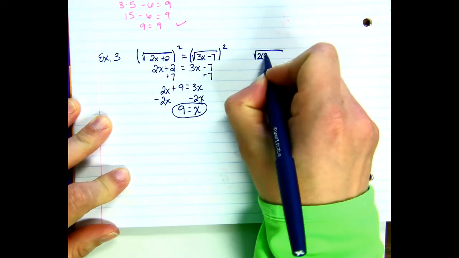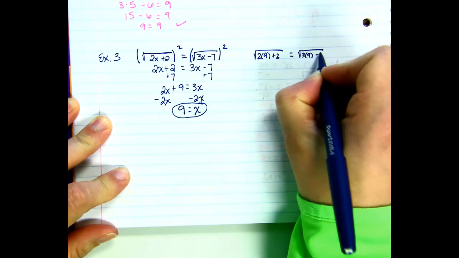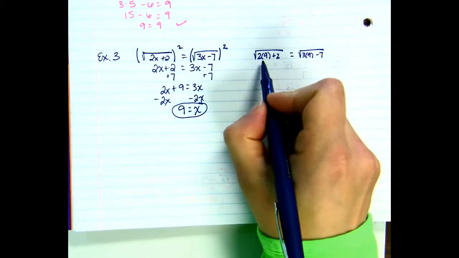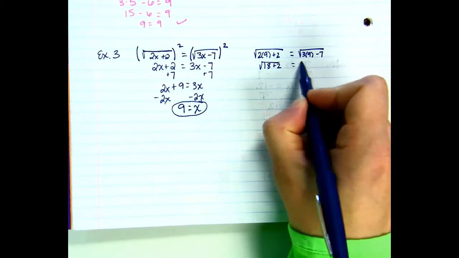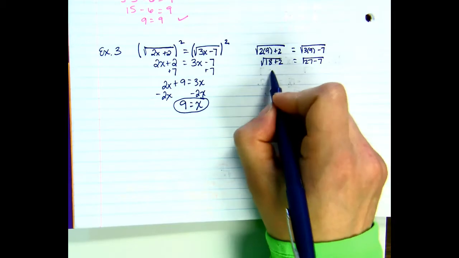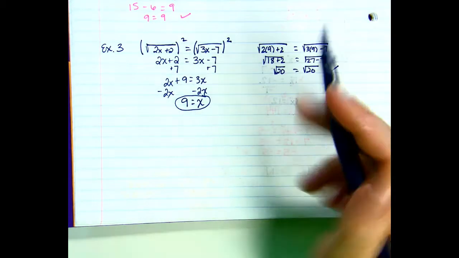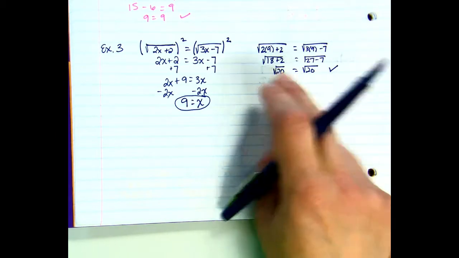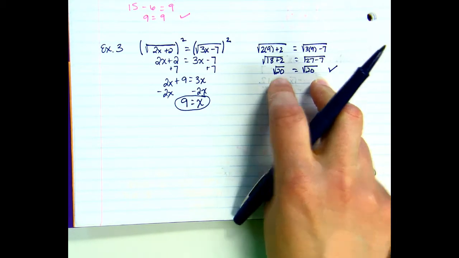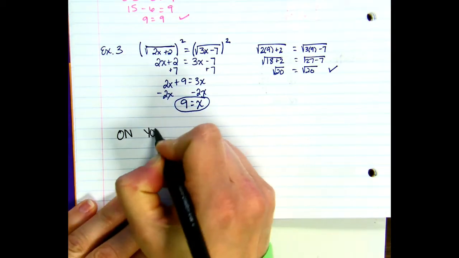Square root of 2 times 9 plus 2 equals square root of 3 times 9 minus 7. This would be 18 plus 2, square root of all that. This is going to be 27 minus 7. Does the square root of 20 equal the square root of 20? Yes, it does. I don't need to go any further and actually find the square root of 20 because, well, square root of 20 equals square root of 20. Easy enough. So now let's have you try just one more on your own for now.